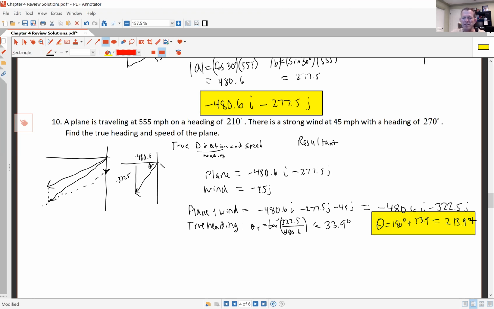So we see that it was going 210 degrees and it knocked it off by 3.9 degrees. So you do that for a few hundred miles, it's going to get you way off track. You got to be careful about these things as a pilot.